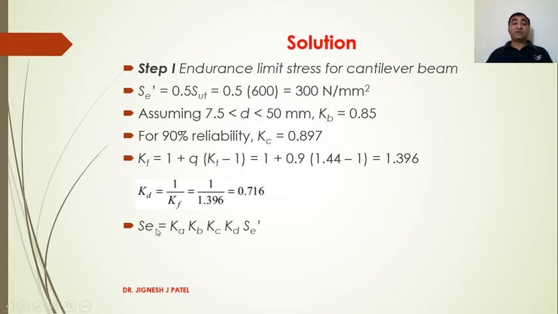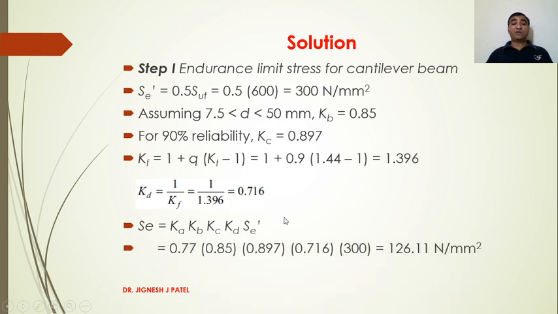Now find out the endurance limit Se of the component. As per our equation, Se is equal to Ka, Kb, Kc, Kd and Se dash. Now put the value of all these four factors and Se dash in this equation. So you will get the value of Se, which is 126.11 Newton per mm square.